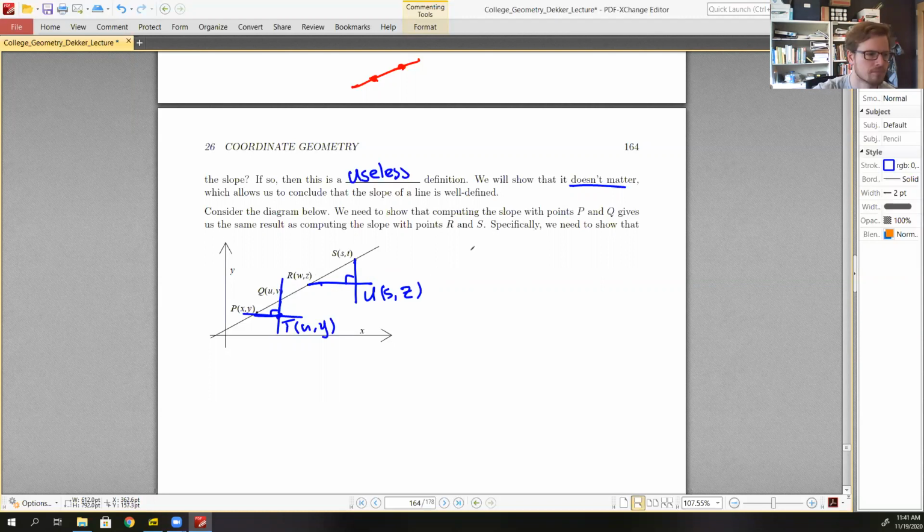Excellent. So a couple things to notice here. Notice 2 things. First, the 2 triangles that we have created, triangle PQT and triangle RSU, are right triangles.